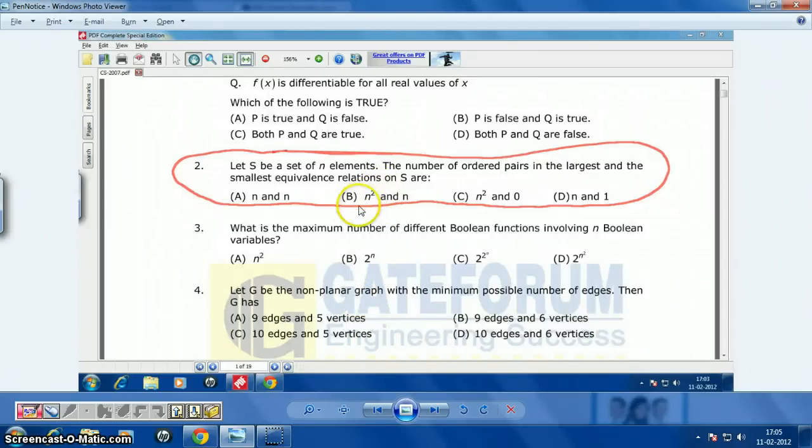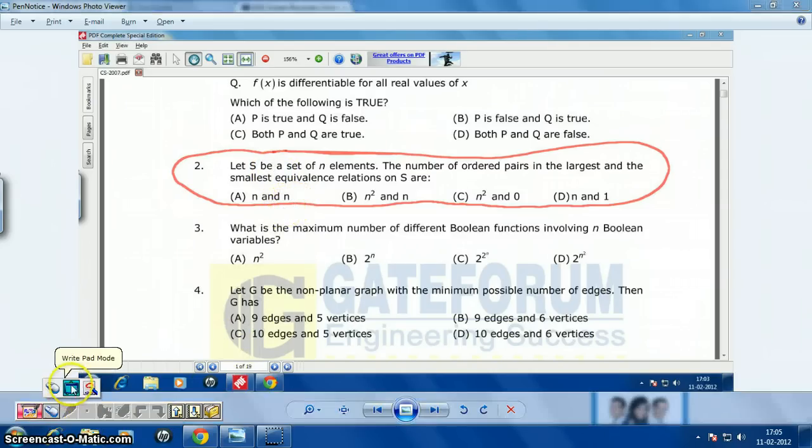Hi, we're going to look at the next question, which is about a set S with n elements. The number of ordered pairs in the largest and the smallest equivalence relation on S are. So there are a few things that we must look at here. There's something called an equivalence relation, and there's a set S given with n elements. And the question is, what is the least possible elements and what's the maximum possible elements? So let's discuss this now.